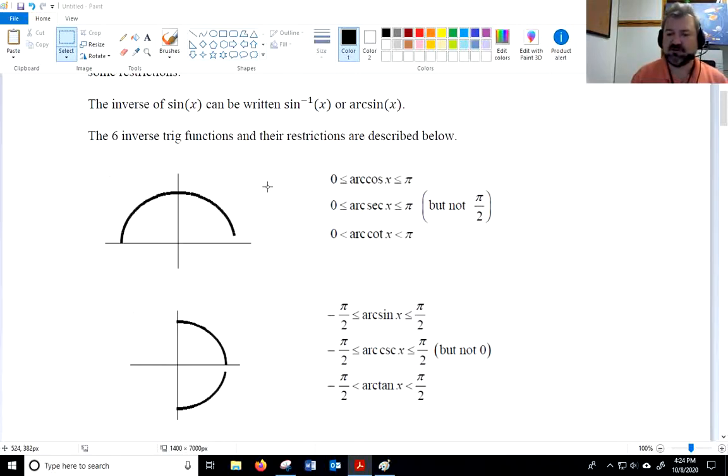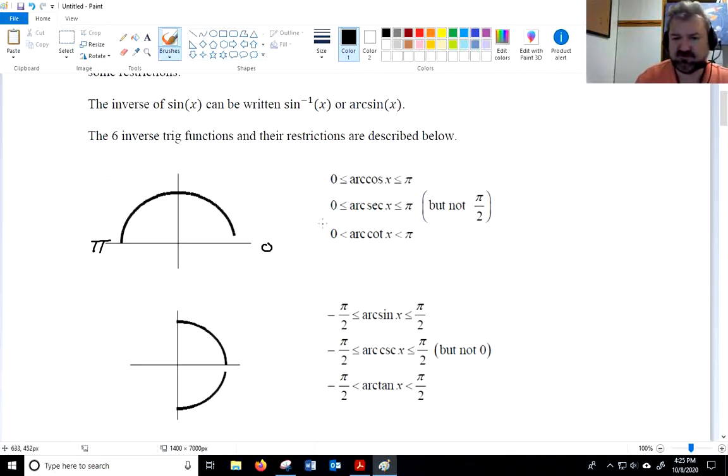For all of what I think of as cosine-based inverse functions, we're going to be limiting to the top two quadrants, quadrant 1 and 2. So for arccosine, we're going to limit our range from 0 to pi. And that is because the entirety of the range of cosine is covered in this interval, from 0 to pi. And so it should not surprise us that the limits on arcsecant and arccotangent are related, because they are all kind of cosine related.